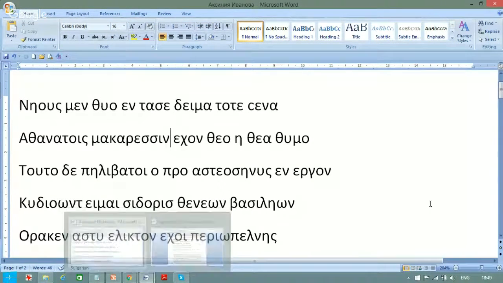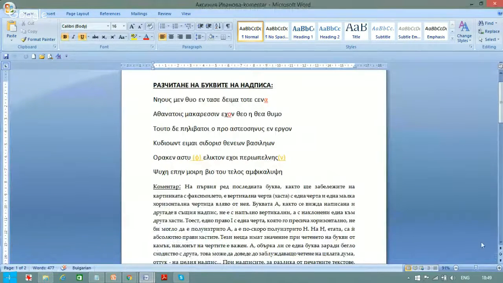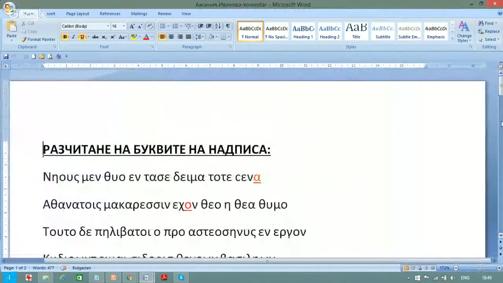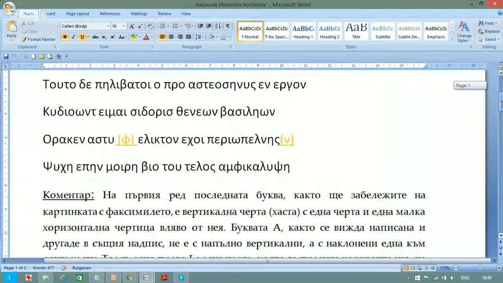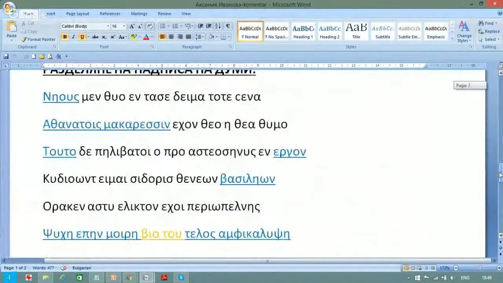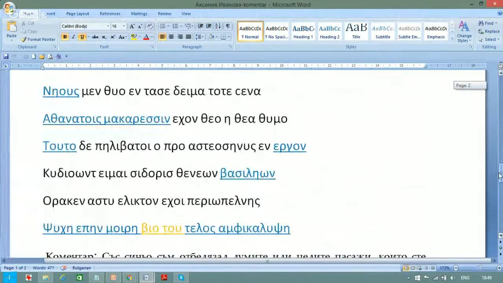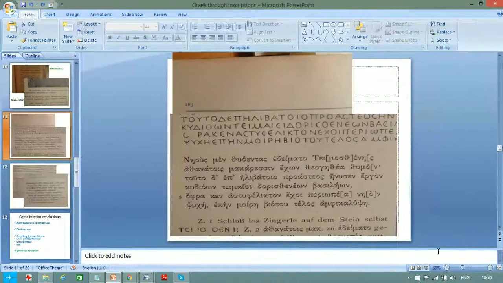And then when they send me homework like this, I send them a correction with the explanation where and why they got it wrong and where and why they got it right. And we proceed from here on to decipher the rest of the inscription that they haven't done properly. So you give them the text.